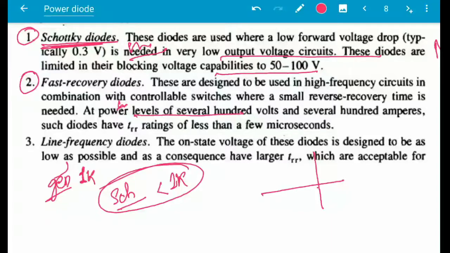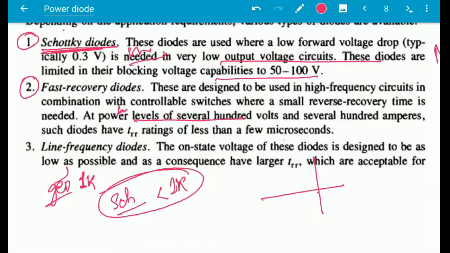Next is line frequency diode. The on state voltage of these diodes is designed to be as low as possible, and as a consequence they have larger TRR, which is acceptable for many applications. If we want higher TRR, then these are the diodes. Line frequency diode means generally it is used for 50 Hz or 60 Hz line frequency, but for SMPS or anything else it may be in kilohertz or megahertz frequency. And general purpose diodes are generally line frequency diodes.